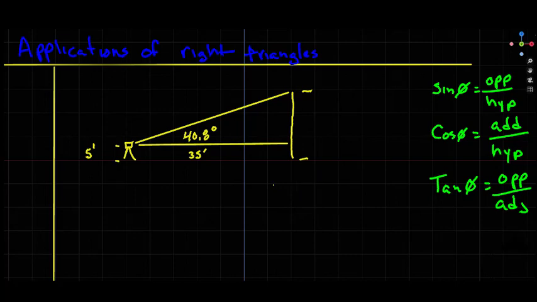So if we have the tangent of theta equals the opposite over the adjacent, and we want to find the opposite side, what do we have to do? Well, we have to multiply both sides by the adjacent. That basically cancels this, and our formula becomes the adjacent times the tangent of theta equals the opposite side.